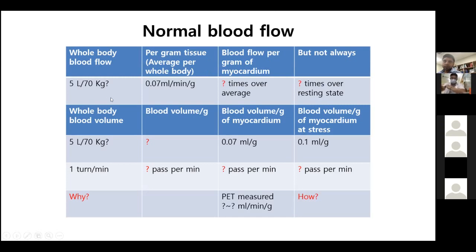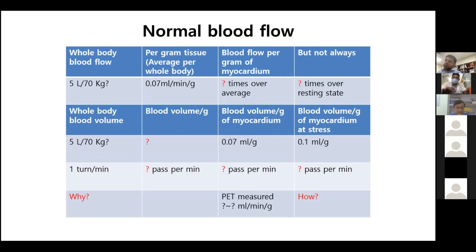So Dr. Gill, I used to ask the medical students, how much is the whole body blood flow? Yeah, 5 liters. Yeah, so you say the 5 liters. And then I would ask the same student again, how much is the whole body blood volume? You have a body weight of 70 kilograms now, an adult. Children are different.